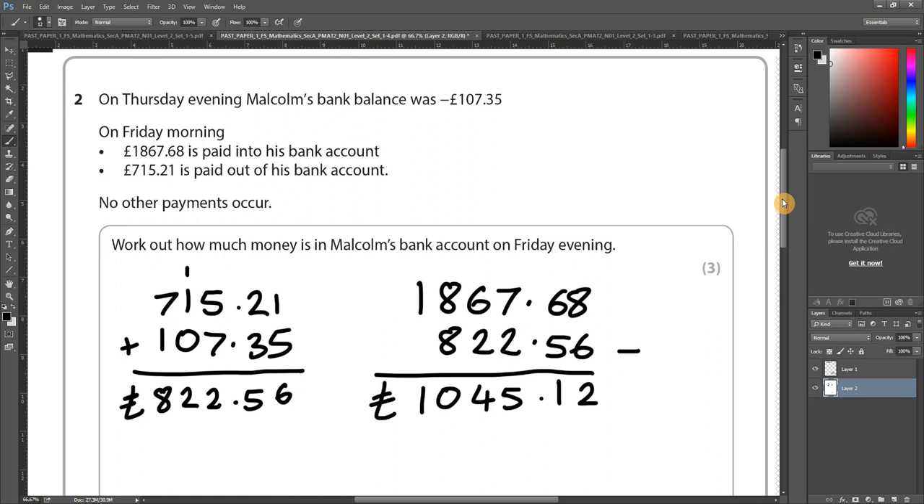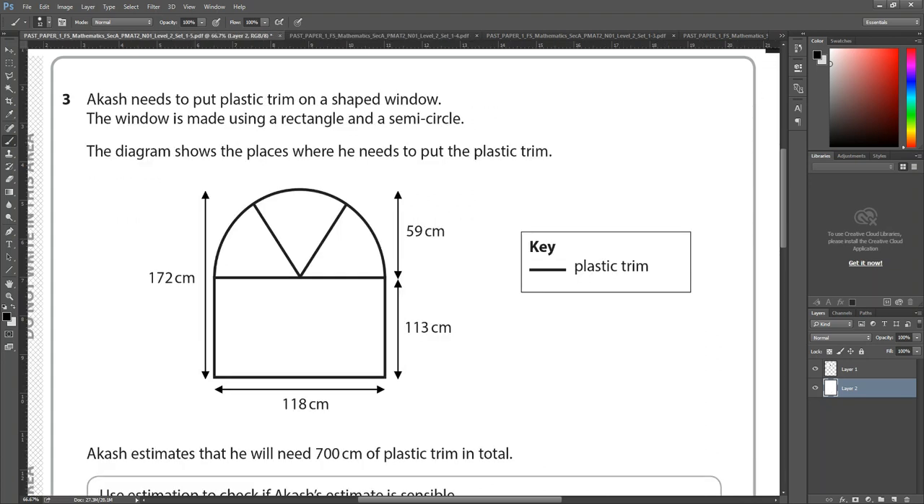Let's move on to question 3. Question 3. Akash needs to put plastic trim on a shaped window. The window is made using a rectangle and a semicircle. Diagram shows the places where he needs to put the plastic trim. So as you can see, all these dark lines are the plastic trim.